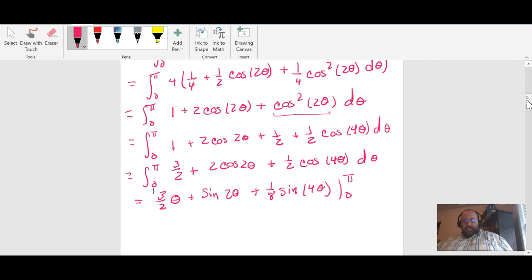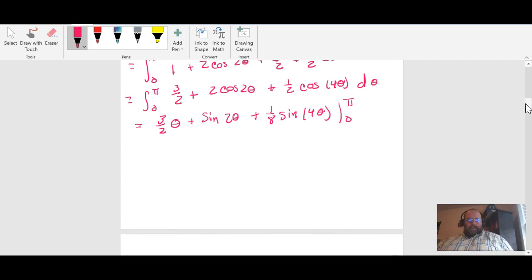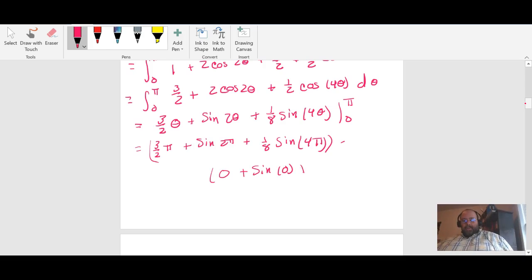Now, this is where some interesting stuff happens. When you're on the positives, you're going to get 3/2 theta plus sine of 2 pi plus 1/8 sine of 4 pi. And then you're going to subtract from that 0 plus sine of 0 plus 1/8 sine of 0, which fantastically, that's 0, that's 0, that's 0, that's 0. So the whole thing is 3 pi over 2. And that's our final answer.